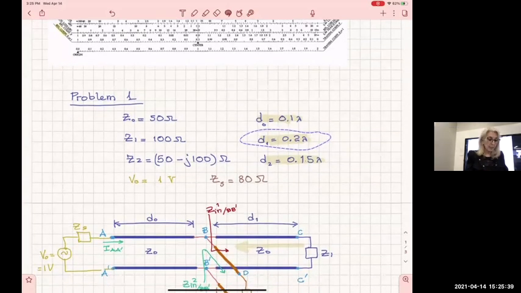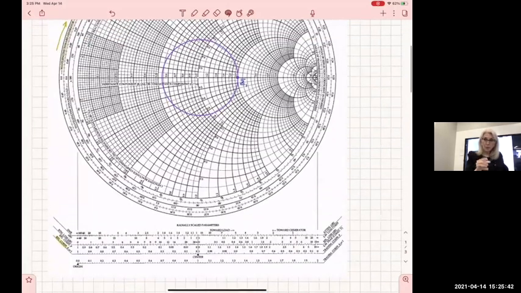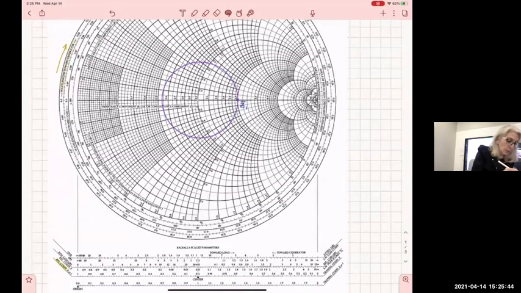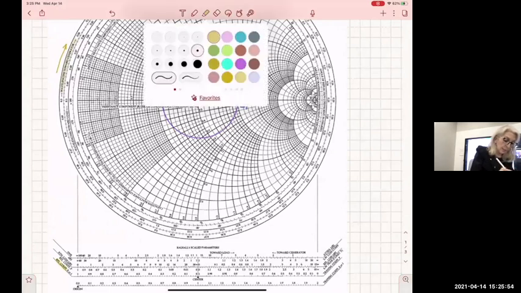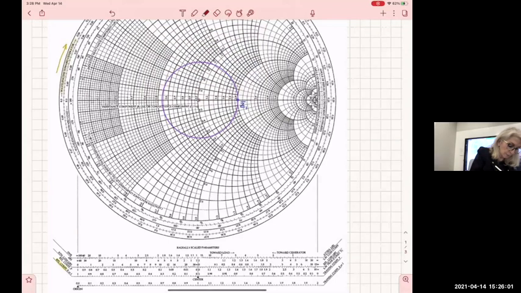How am I going to find this distance? First of all, if you remember, I need to draw a line that connects the center of this circle, which is the circle of this transmission line section, and I will draw this line in red. It's going to be from the center, going like this.